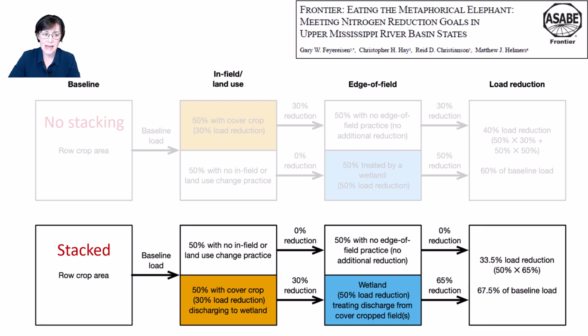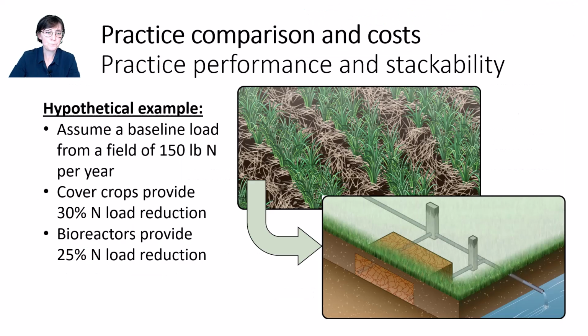That's a pretty heady example. Let's look at it a different way. In this example, we know our baseline load is 150 pounds of nitrogen leaving a given field. And we want to do a cover crop paired with a bioreactor.